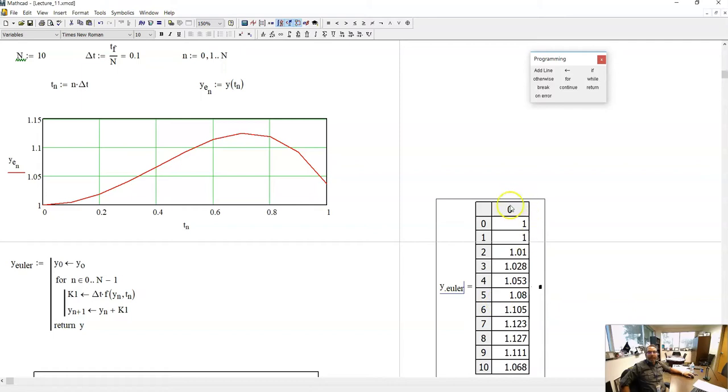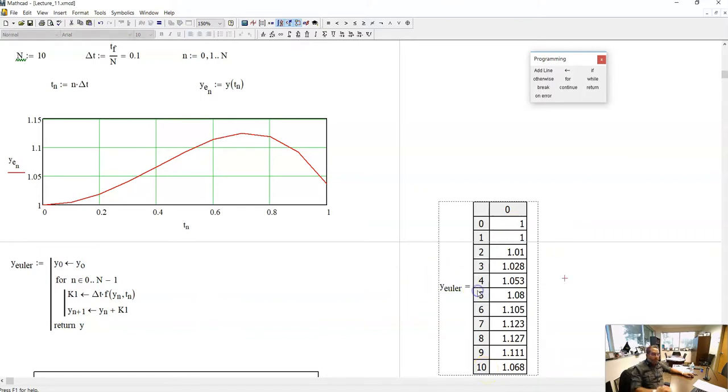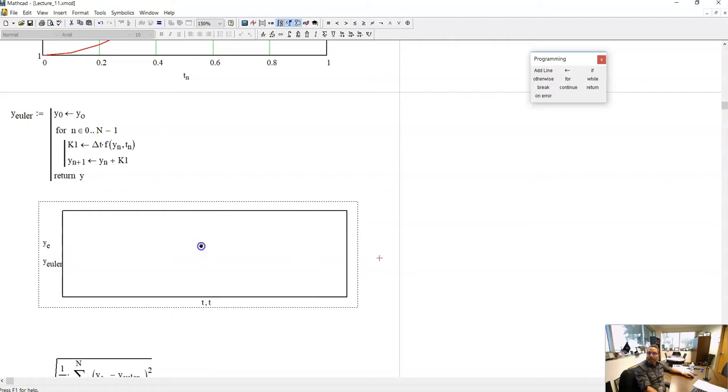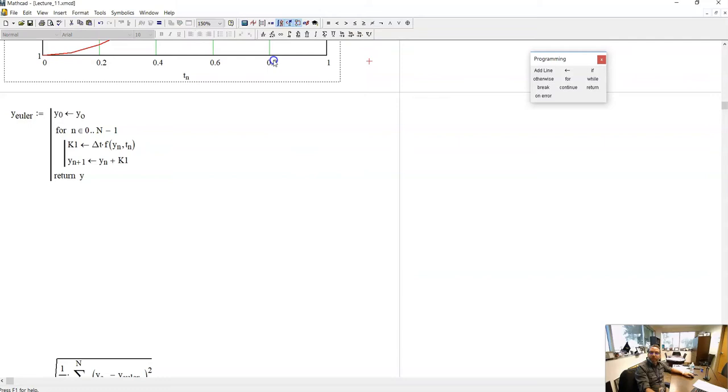is 11 values starting at the initial condition, that's index 0, all the way to index 10, and then the approximations given by this scheme all the way to the 10th time step. Then I'm going to plot these. And again, I don't know why it's not plotting. Let me bring this one into here.